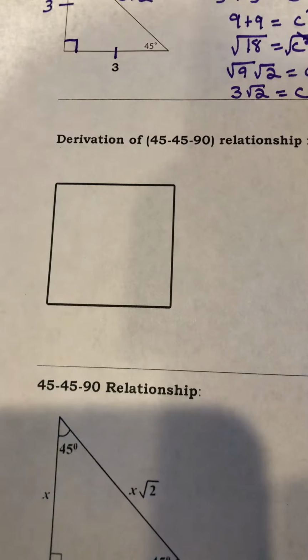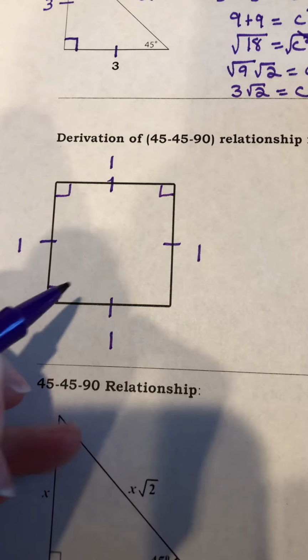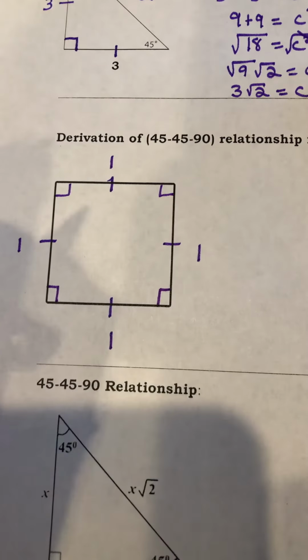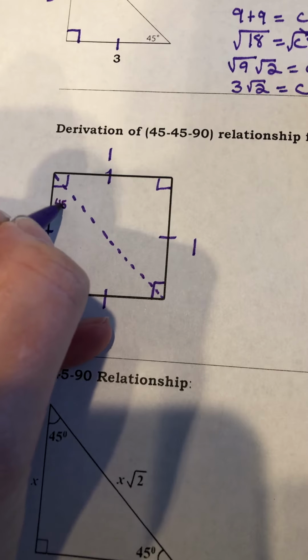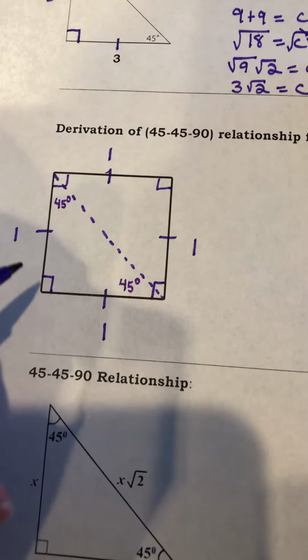So to make our derivation easy, let's assume that all sides are 1 unit long. Can't get easier than that. And because we have a square, we know that we have 4 right angles. What I'm going to do is draw a diagonal, and we know that diagonals in a square bisect opposite angles. And so what that does is it leaves me with a 45-45-90 triangle.